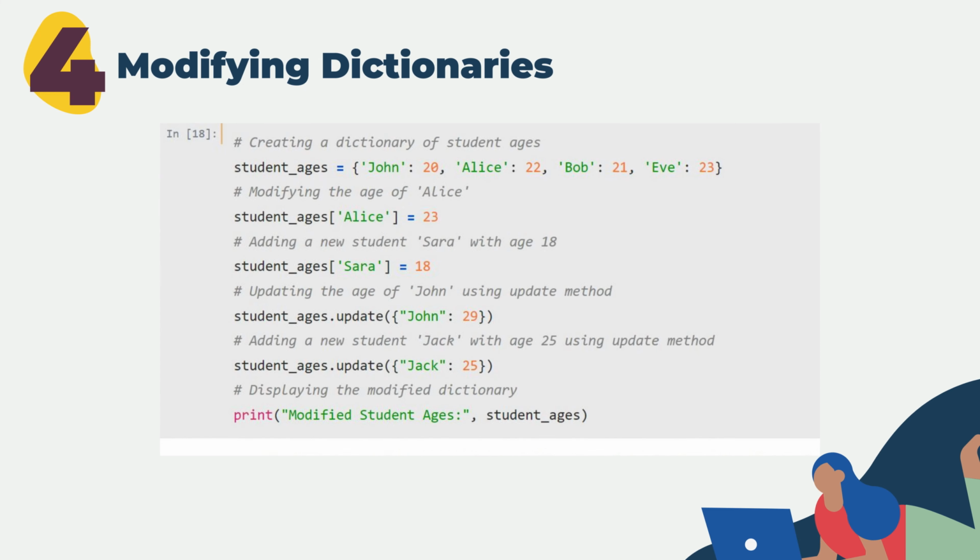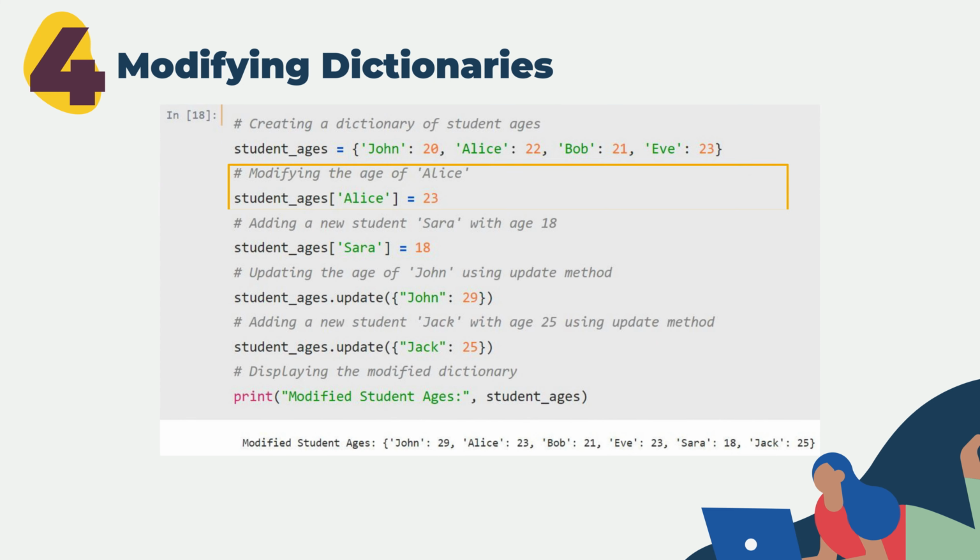Now, let's explore how we can modify and update a dictionary in Python. Here's a breakdown of the code. In the first part of the code, we modify the age of Alice using the square bracket notation. This notation allows us to access the value associated with the key Alice and update it to 23.